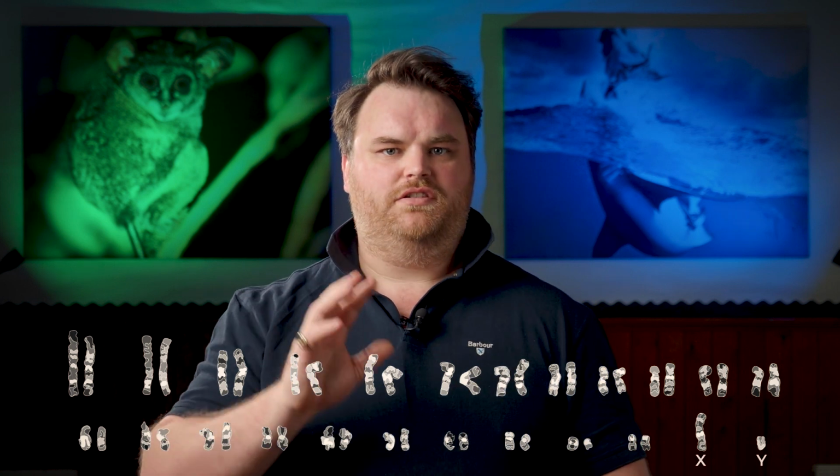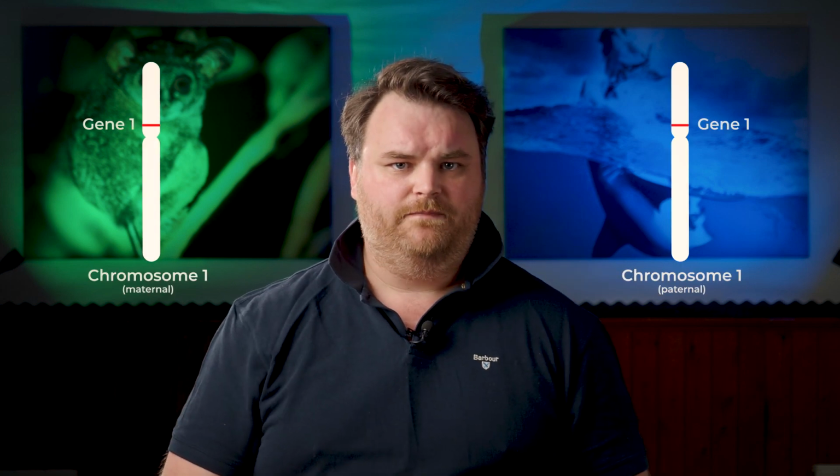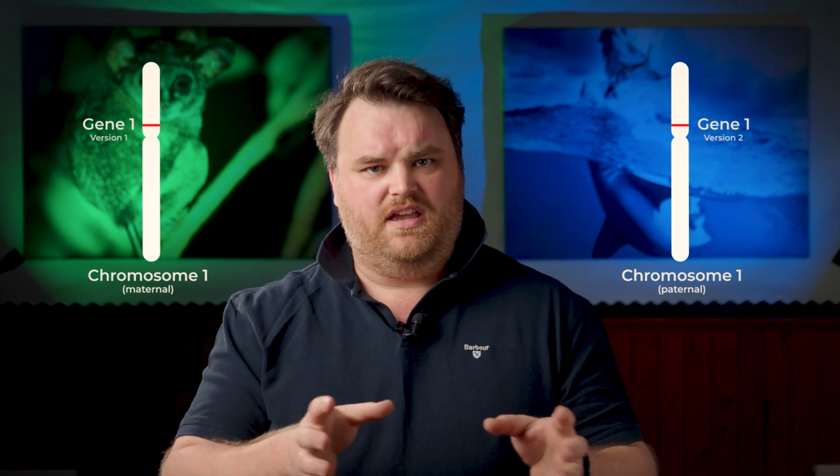Okay, let's start with the setup. All of your cells, with a couple of exceptions, are known as diploid. That means they have 2 of each chromosome, one from your mum and one from your dad. Since there are 23 different chromosomes, that's chromosomes 1 to 22, and a pair of sex chromosomes, XX for females, XY for males, that means you have 46 chromosomes in total. It also means you have 2 copies of each gene, one that you get from your mum and one you get from your dad. And since these can be different versions of the same gene, we call them alleles.